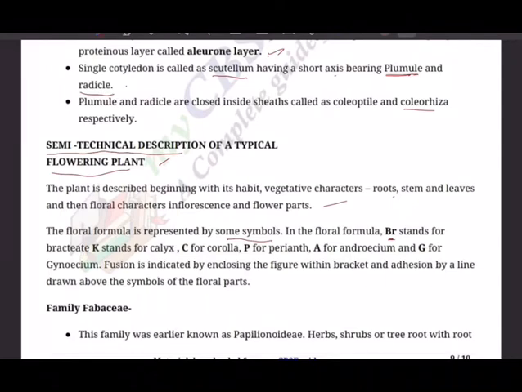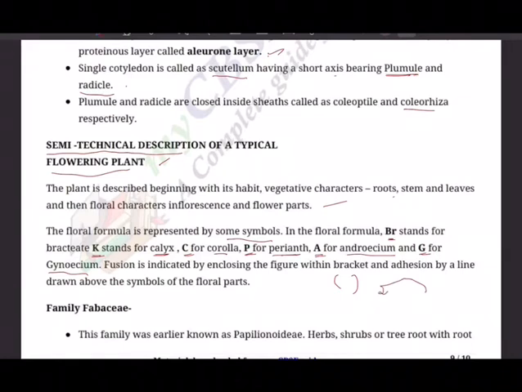Then we say bracteate. K stands for calyx. C stands for corolla. P stands for perianth, that is calyx and corolla together. A stands for androecium and G stands for gynoecium. So fusion is indicated by enclosing the figure within a bracket like this, and adhesion by a line drawn above the symbols of floral parts. We just put an arrow mark like this.